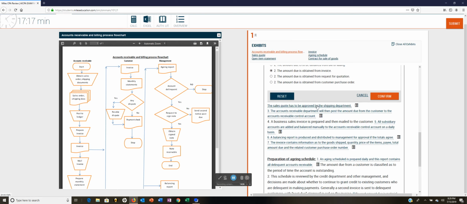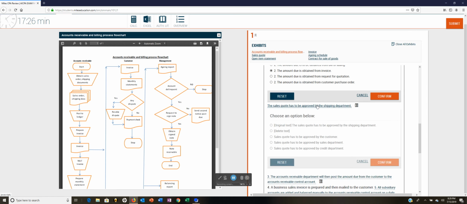Now, then we have the third sentence that we're asked to see if, in the internal memo, it's correct. The sales quote has to be approved by the shipping department. Now, right off, that doesn't make any sense. Who has to approve the sales quote? Well, the quote is given to the customer, right? So that to me sounds like we would hope to see an answer like that, and there is one there that says that. Then let's look at the wrong answers.